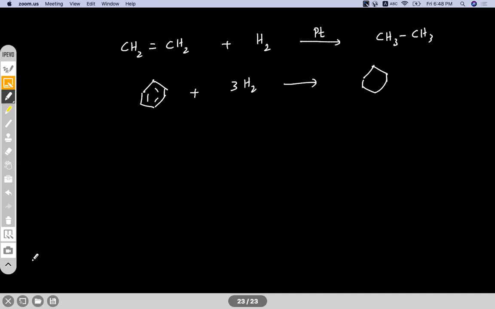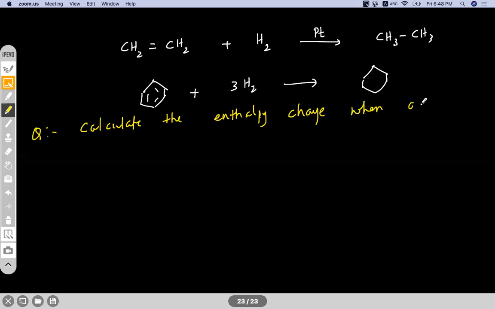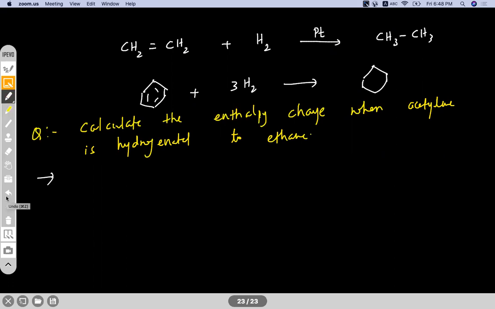Now you see one question here we discuss. Question: calculate the enthalpy change when acetylene is hydrogenated to ethane. Enthalpy change in this process.